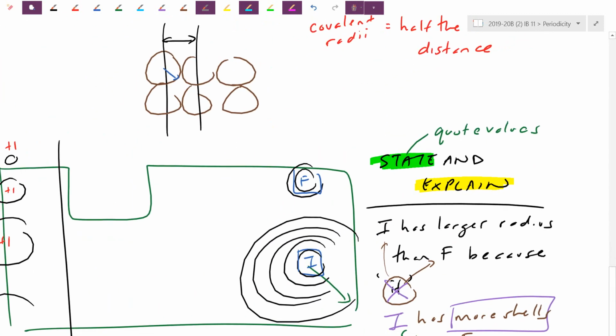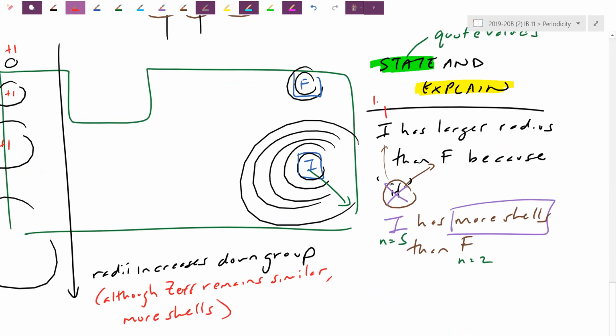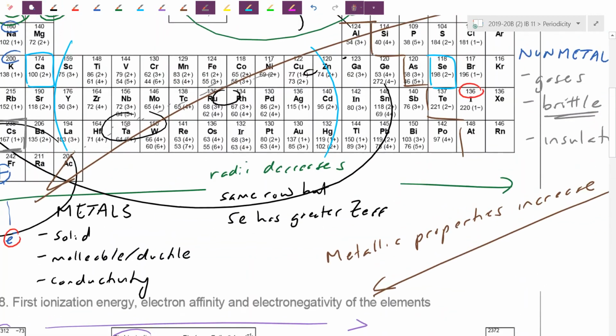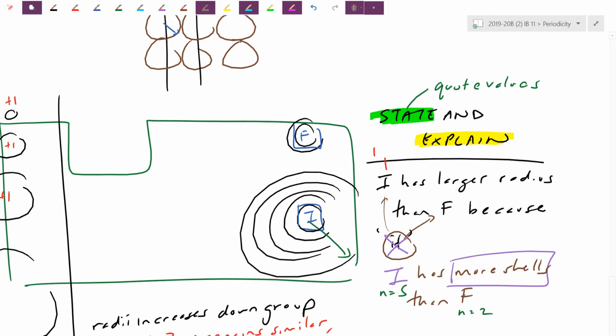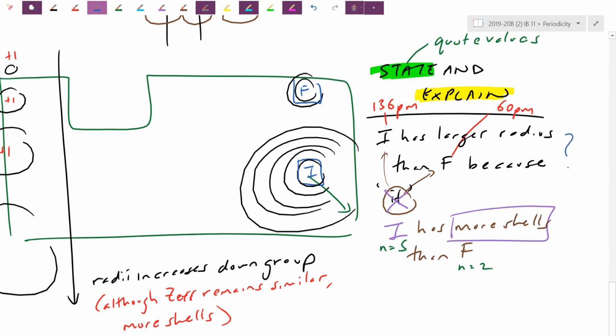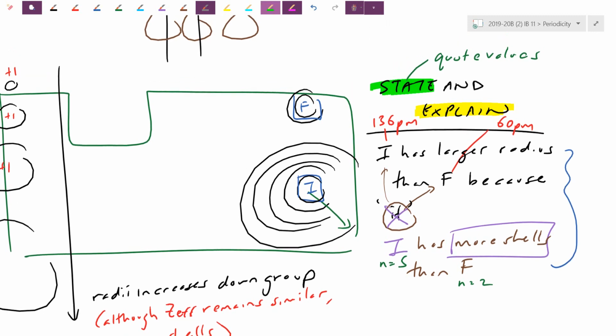So stating would be something like iodine, which is, what was it, 130? Bad memory here. 136 and 60. This one here is 136. The units were picometers, whereas fluorine here only has 60 picometers. That's what we mean by state. So be really careful. Sometimes they just say explain. So this bottom part, this explanation region, is fine. But for the stating, it's just a matter of going to your data booklet and actually quoting the actual numbers. And with those numbers to support, we can actually see how much bigger iodine, having 5 shells, is.